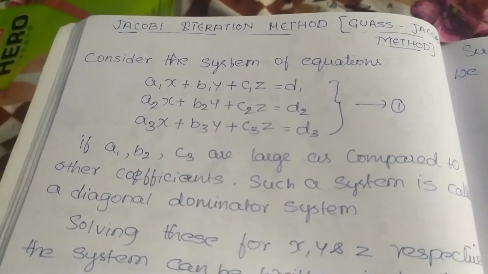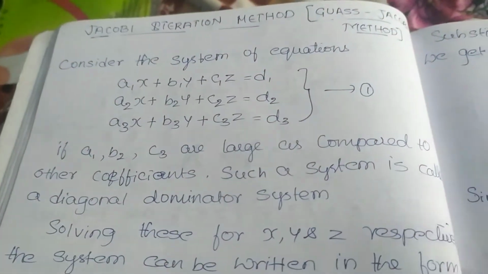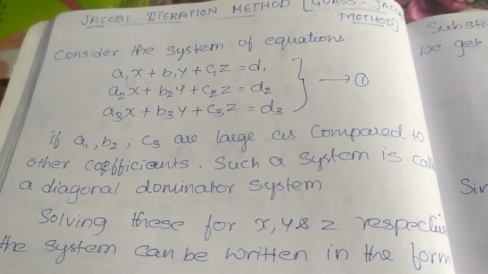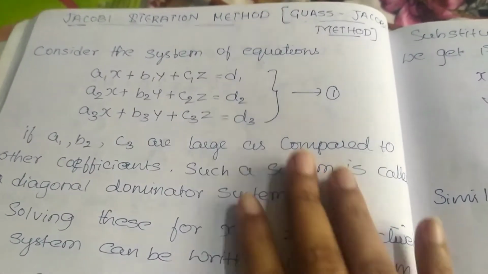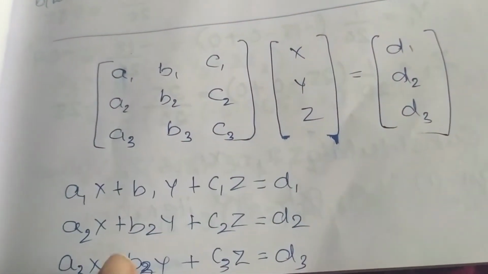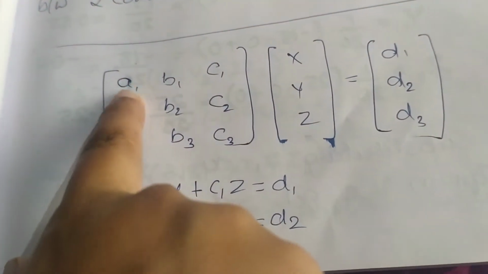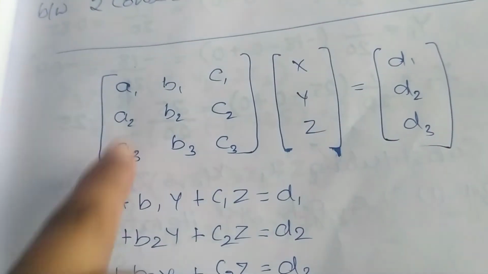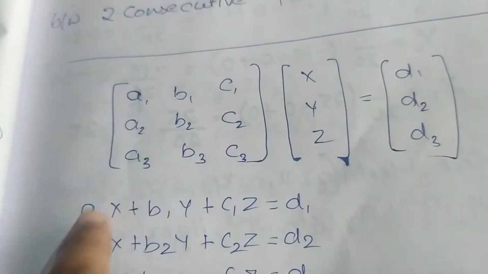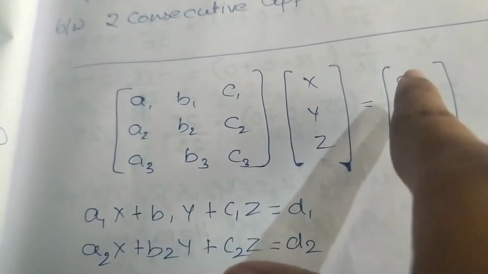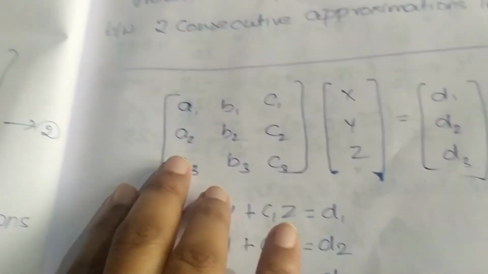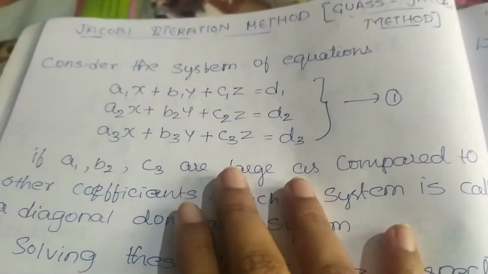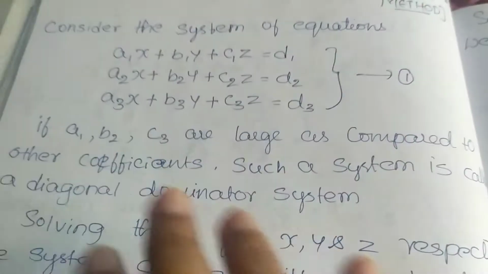Jacobi's iteration method. Here, iteration is nothing but performing certain steps continuously until you get the approximated value. First, considering the system of equations from this type of square matrix, we get a1x plus b1y plus c1z equals d1. This is how you get the system of equations from a square matrix. Now considering the system of equations, we get this.